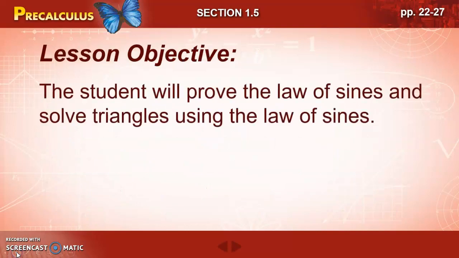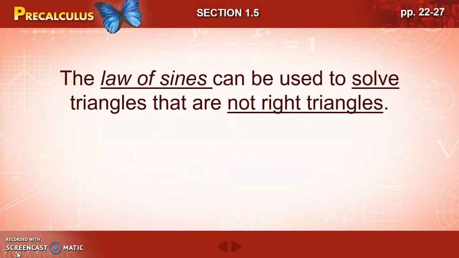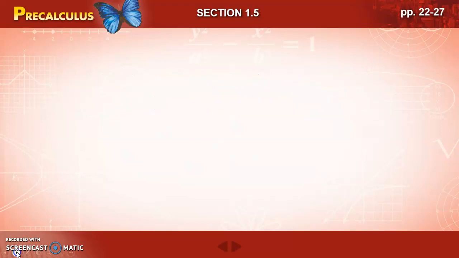Our lesson objective for today is this. The student will prove the law of sines and solve triangles using the law of sines. Now, the law of sines can be used to solve triangles that are not right triangles. In our previous lesson, we looked at solving right triangles using all of our trig ratios and the Pythagorean theorem. But not all triangles are right triangles. So the law of sines can help us still solve those triangles.